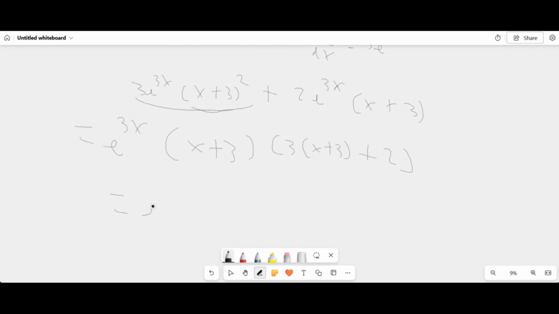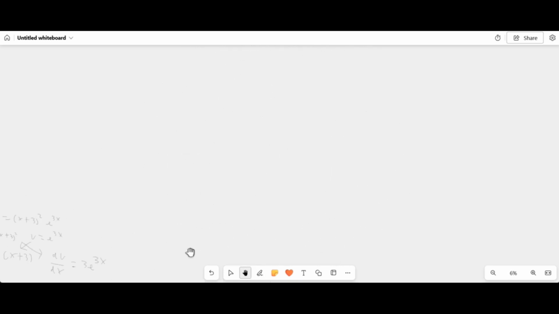So that's all we've got now, so equals e to the power 3x, open bracket x plus 3. And then here just tidy up the inside. So that's 3 times x is 3x. 3 times 3 is 9. 9 plus 2 is 11. So that's just going to be 3x plus 11.